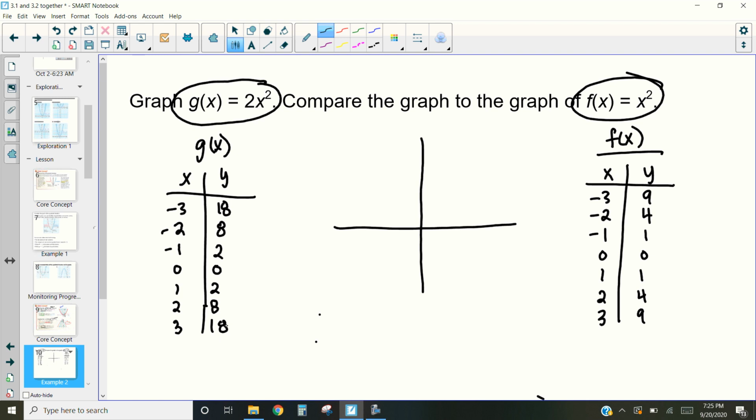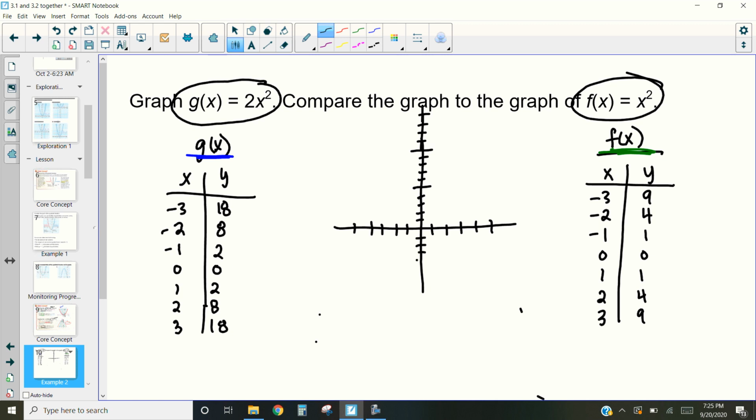So here we are. We're going to graph it. I'm going to graph my g of x with this blue line and my f of x with this green line. I'm going to start with my f of x here. So I've got 1, 2, 3, 4, 5, 6, 7, 8, 9, 10, 11, 12, 13, 14. We're going to start there. I've got 1, 2, 3, 4, 5.